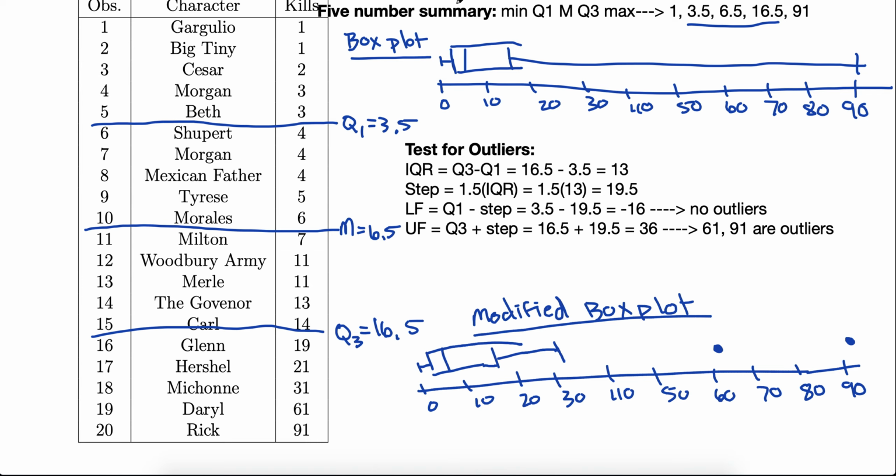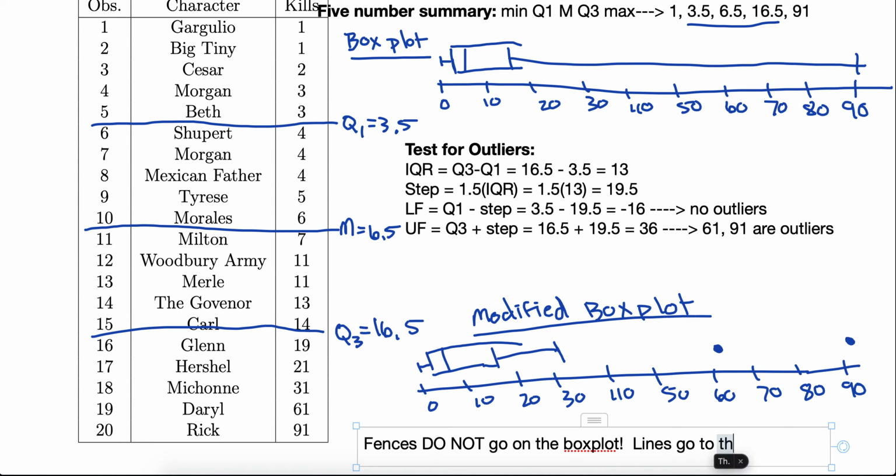And then you might want to add a little note to yourself here that notice the fences were not displayed on the plot. Fences do not, maybe let me make that caps here, do not go on the box plot, okay? Instead, we indicate with dots where our outliers lie, and then the lines go to the largest and smallest data points that are not outliers. Okay, so a little note of how that works.